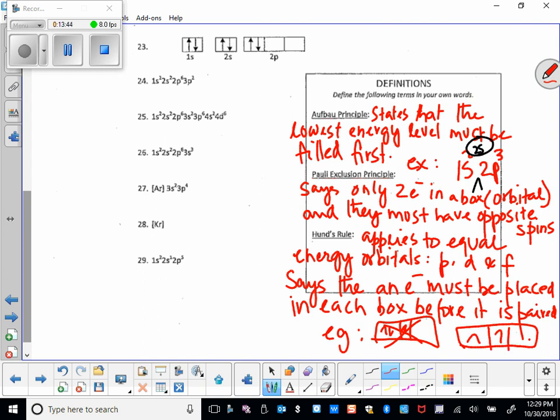1 in each before you pair them up. Why do we do that? Because we are obeying Hund's rule.